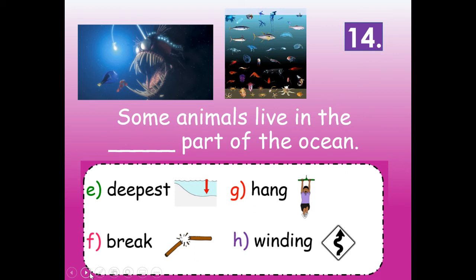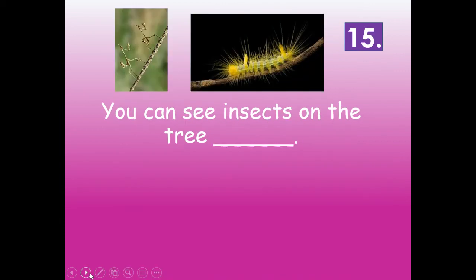Look at your picture clues and where the word is in the sentence. Deepest. Some animals live in the deepest part of the ocean. D-E-E-P-E-S-T, deepest.